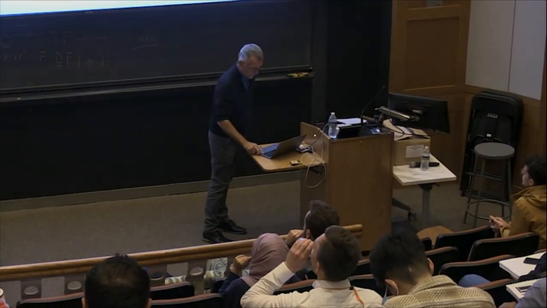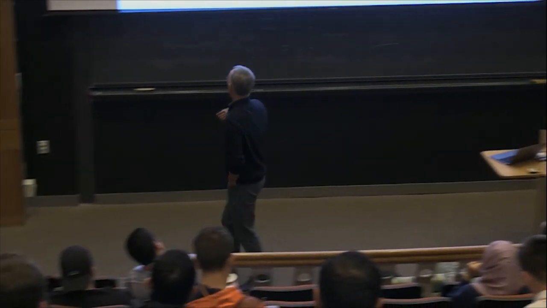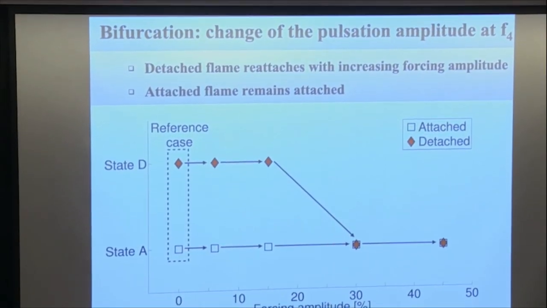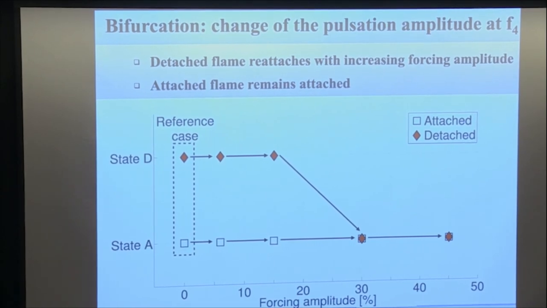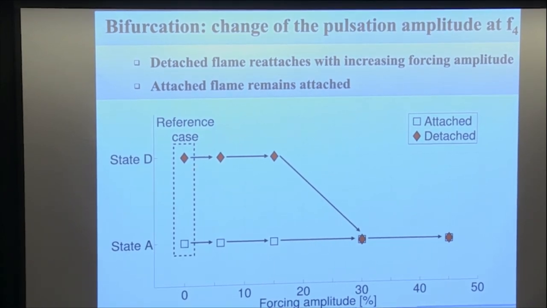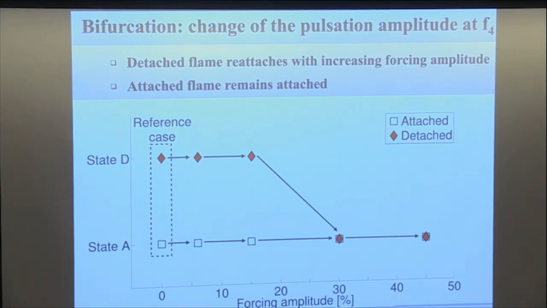So you can build here, again, a bifurcation diagram as a function of the amplitude of forcing, where if you start from attached, you will always be attached, whatever you do. So this is a stable state. But if you start from detached, you can bring it back to a reasonable position, which is attached. And what you want to have on the long term, of course, is an attached flame. So this is not, again, a major problem.